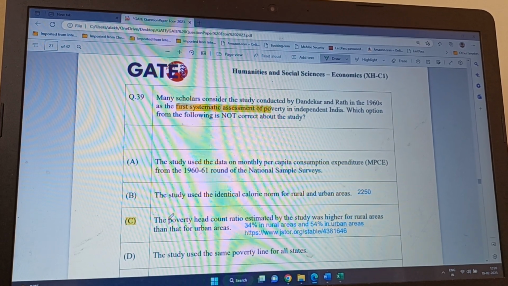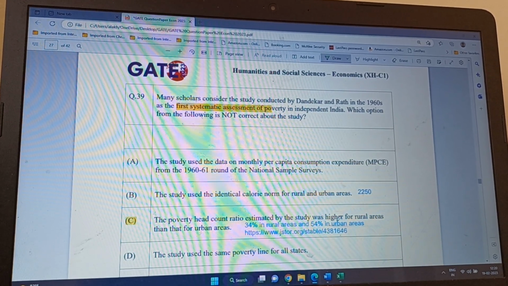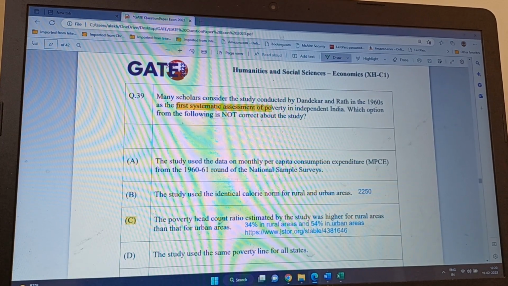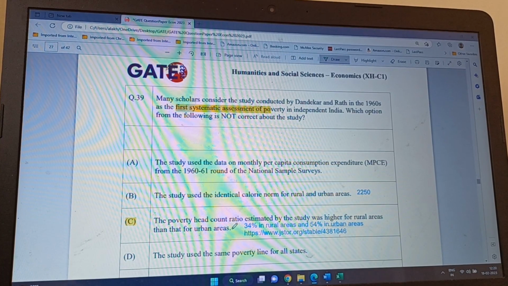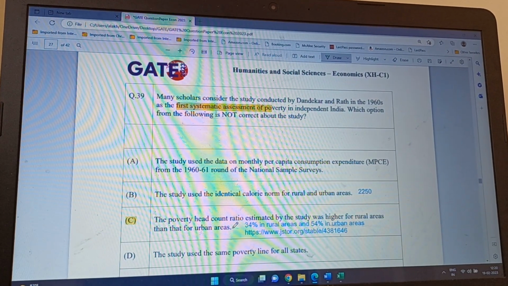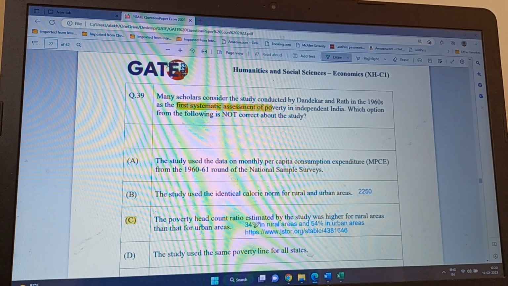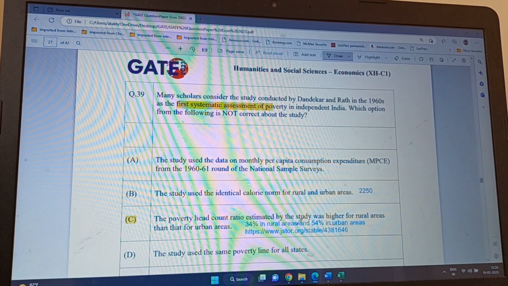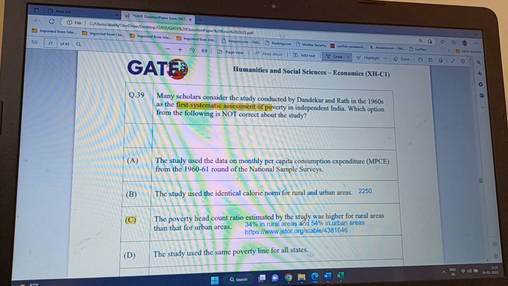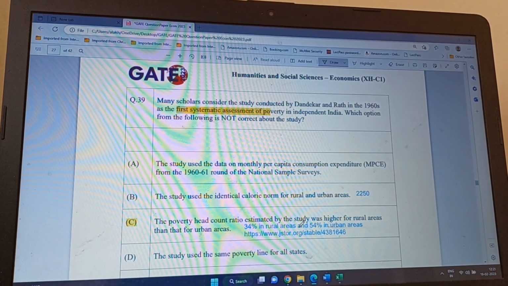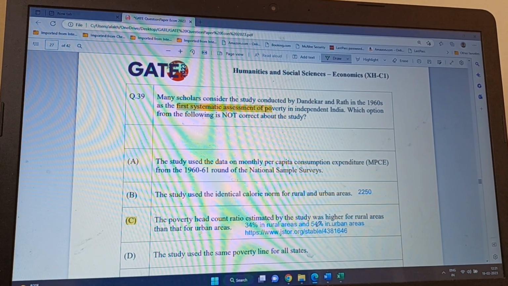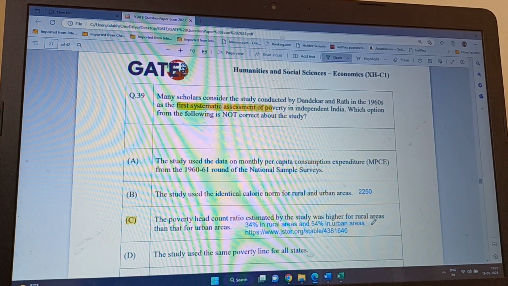And then the third one, the poverty head count ratio estimated by the study was higher for rural areas than that for urban areas. Actually, this one is wrong. He had given the data in the paper, it is clearly written about one third. So 34% in the rural area. So this one is the head count ratio. So the exact figure was actually 135 million in rural areas. And then in urban areas, it was 54%. This exact figure was given in the paper.